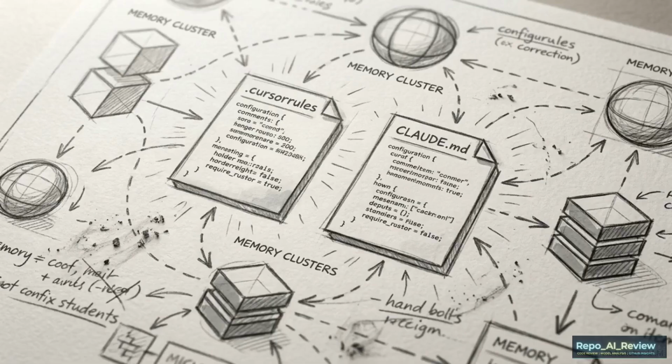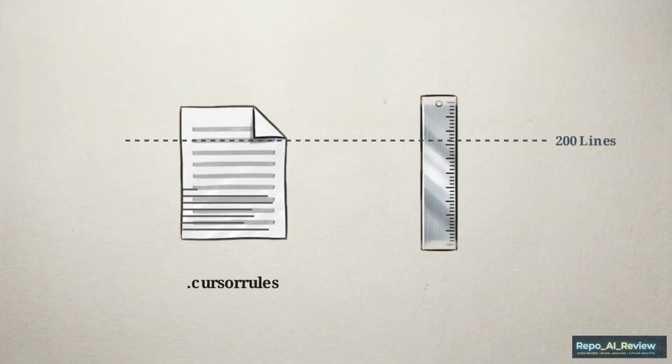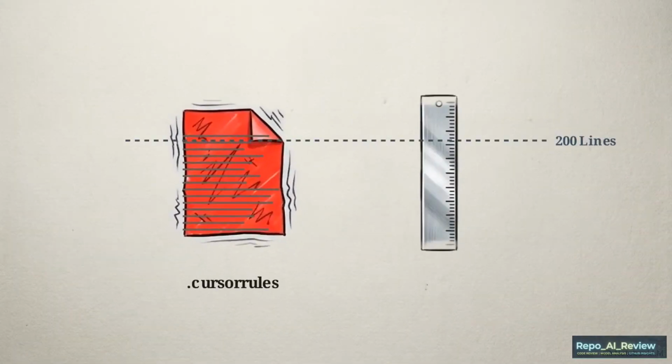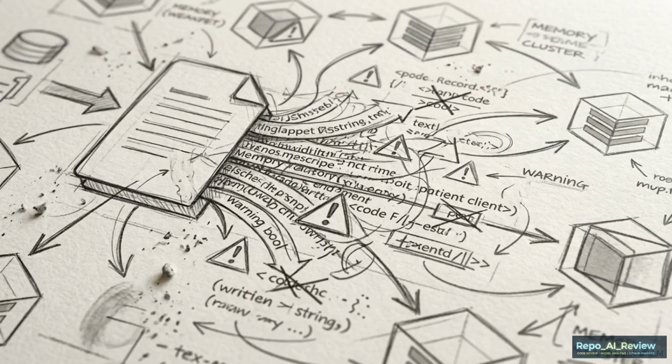Developers often use static project files, like .cursorrules or Claude.md, to provide the AI with persistent instructions. These documents hit a physical limit at a few hundred lines. They quickly become cluttered with outdated information that no longer reflects the state of the repo.